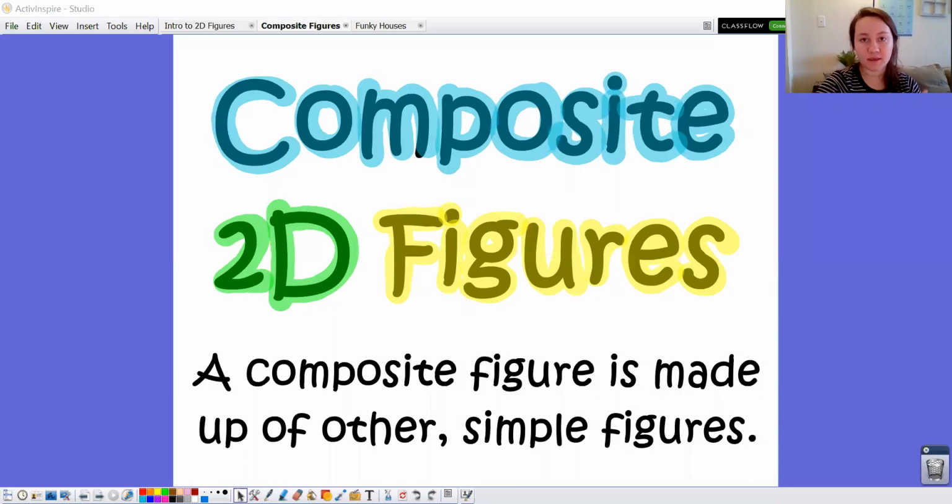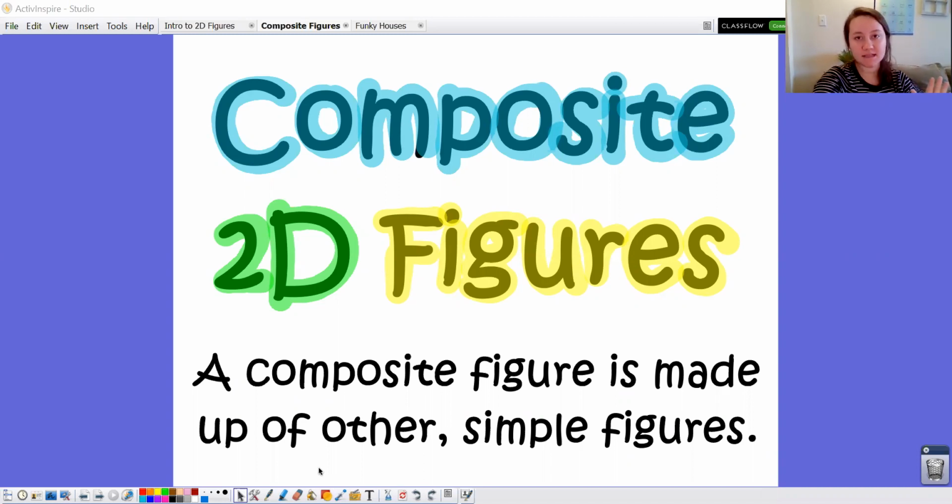Today we're going to talk about composite area. In our last video, we talked about the area of various two-dimensional, flat figures like squares, rectangles, triangles. We had our regular polygons in there. Today we're going to take those figures and combine them into more complex shapes.